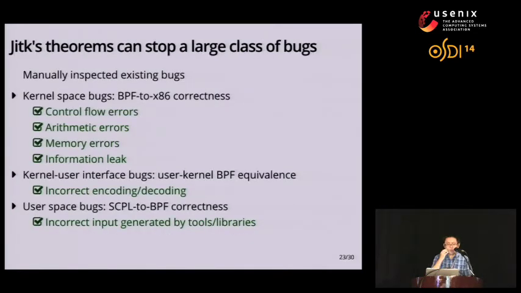Now, I want to have a little bit of discussion about the theorems. What do we get from those theorems? We manually inspected those existing bugs, and we believe that the theorems can stop those classes of bugs, like those control flow bugs, the kinds of memory bugs, and those correctness arithmetic bugs, which should all be gone because of our correctness theorems. Similarly, we have a guarantee from the kernel user boundary bugs and user space bugs, so those bugs should not happen.